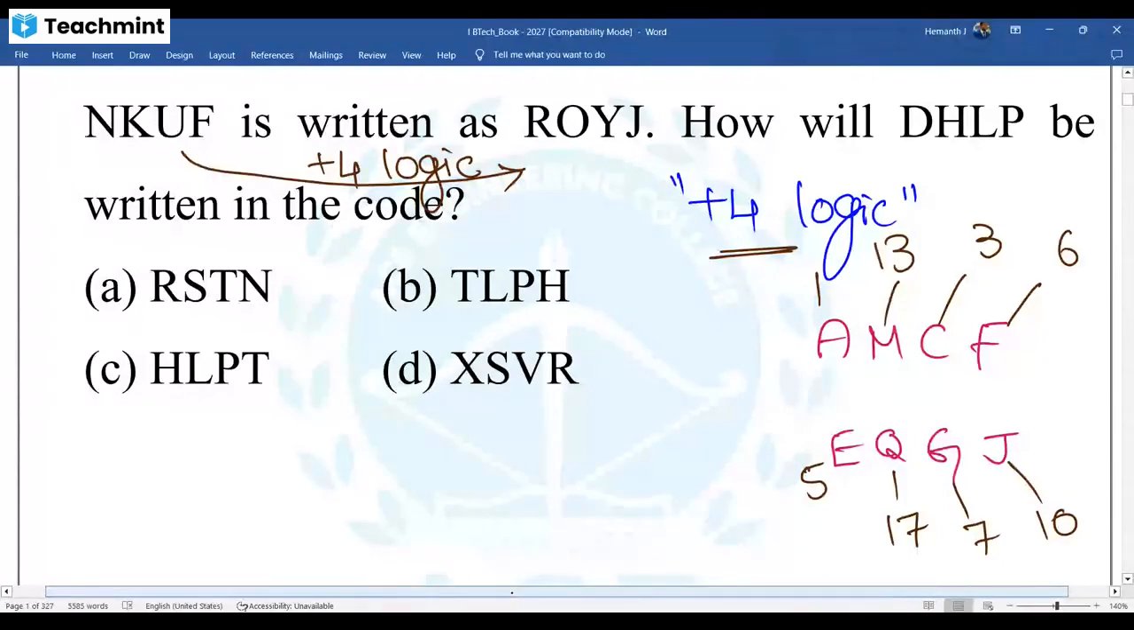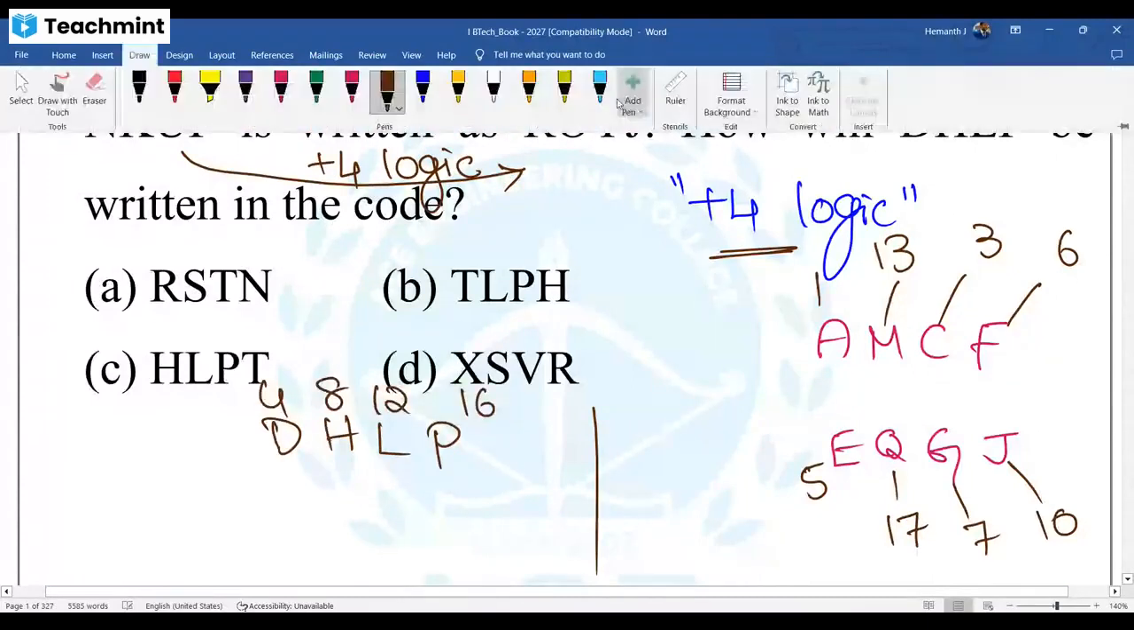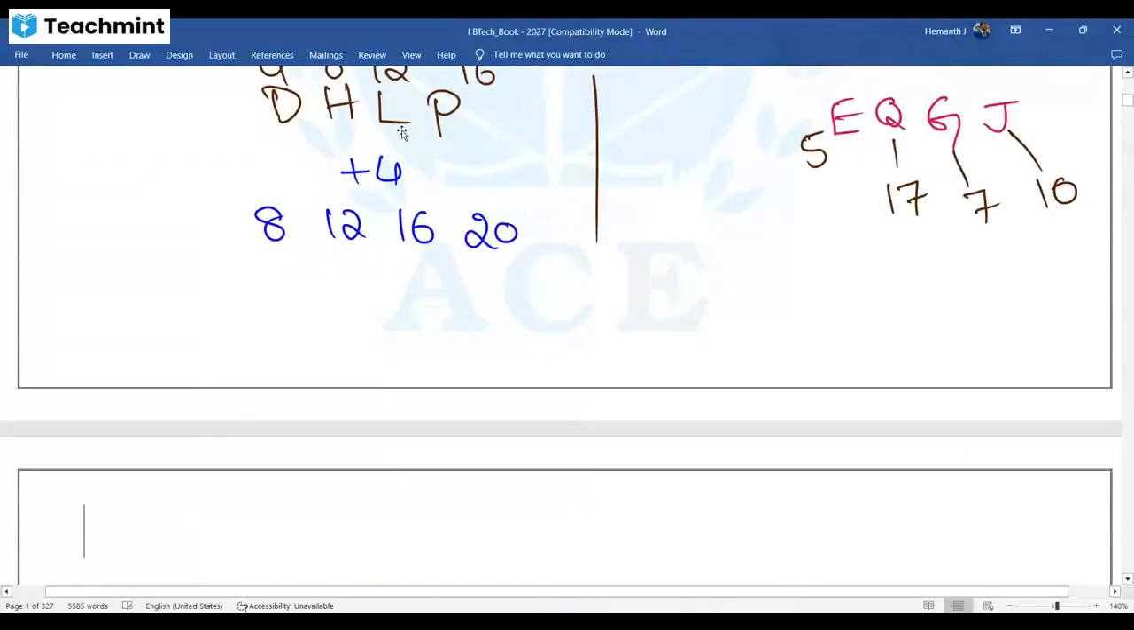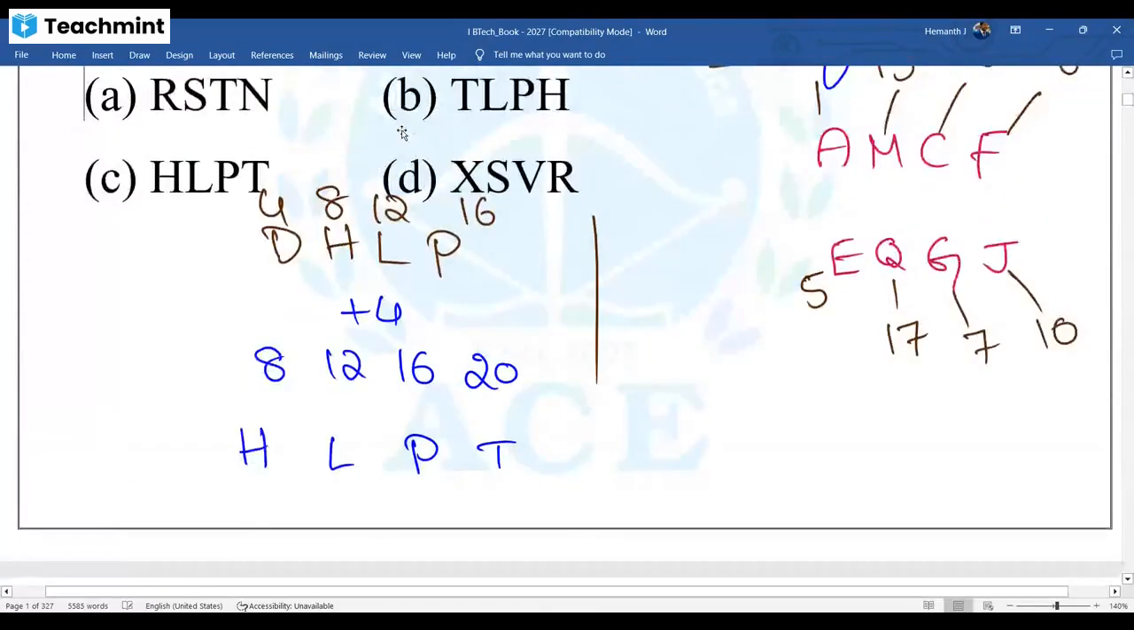Now, DHLP is coded as what is the question? DHLP is coded as what? Right? So, D value 4, H value 8, L value 12, P value 16. We already know the logic is plus 4. If you apply plus 4 here, we get 8, 12, 16, 20. Okay. So 8 is nothing but H, 12 is L, 16 is P, 20 is T. So that's what you have, option C.